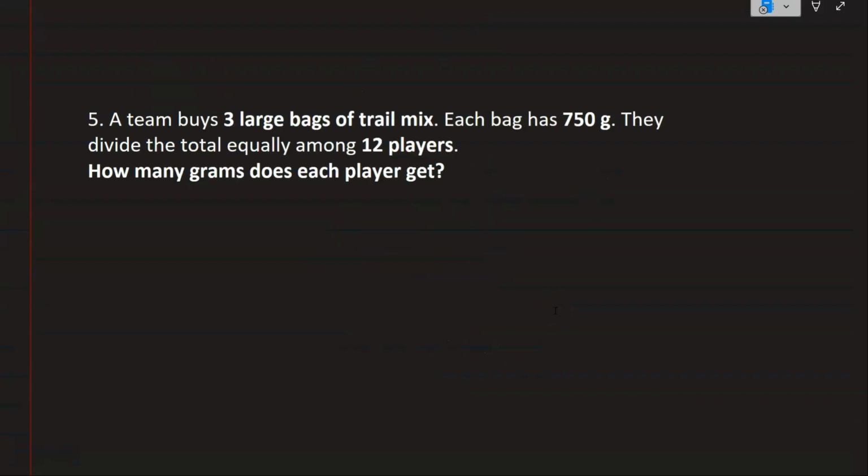Let's look at another question. A team buys 3 large bags of trail mix. Each bag has 750 grams. They divide the total equally among 12 players. How many grams does each player get?